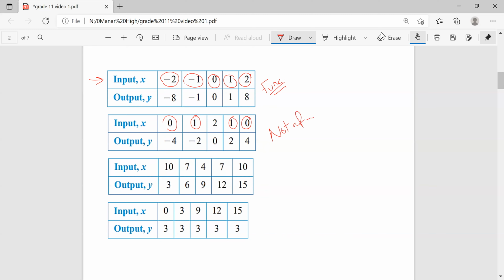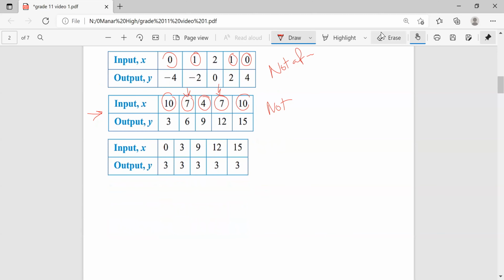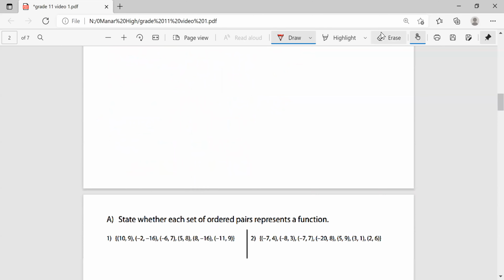Am I looking at the output? No. Okay, here 10, 7, 4, 7, 10. Error, it's repeated, so it's not a function. Here 0, 3, 9, 12, 15. Is there any repeated value? No. So this is a function. But here, the 3 is repeated among the outputs. It doesn't matter. I'm not looking at the output. Never ever.